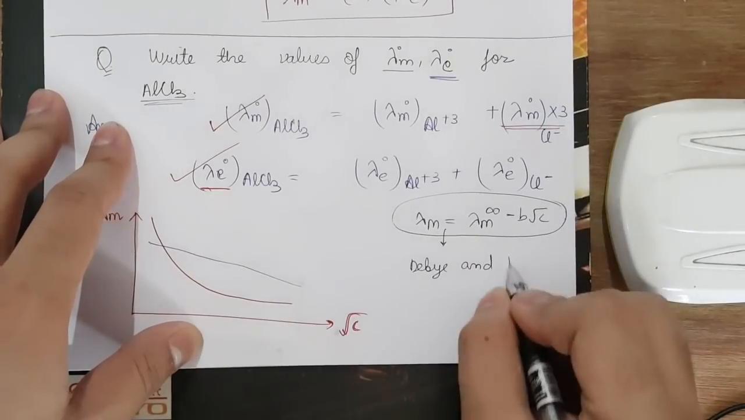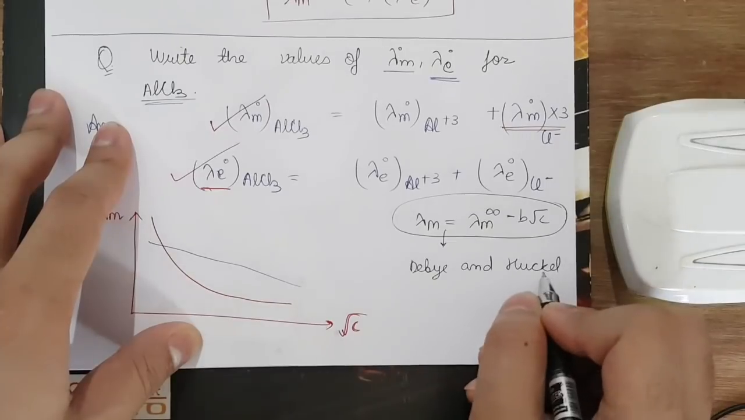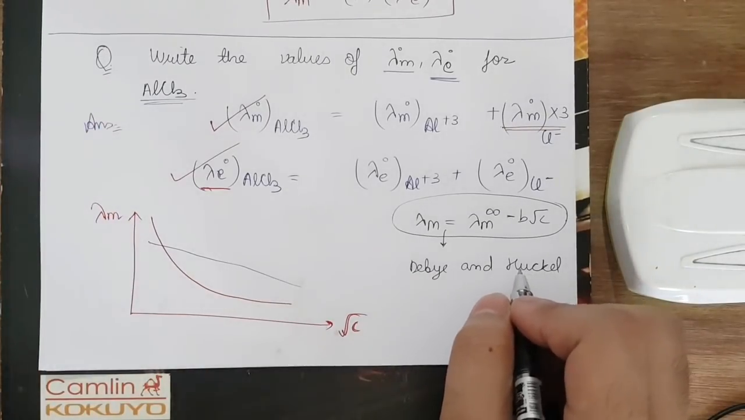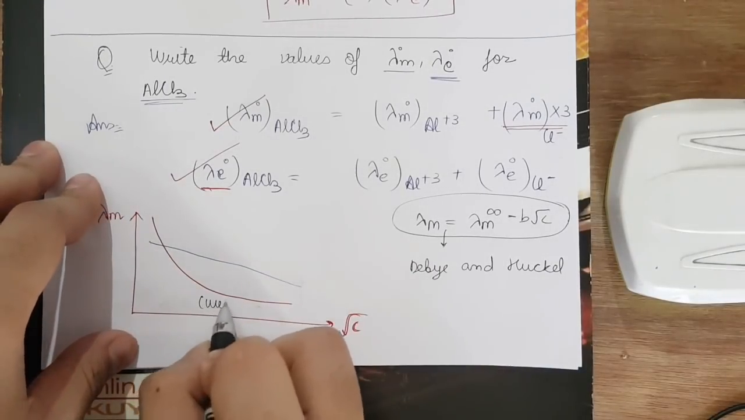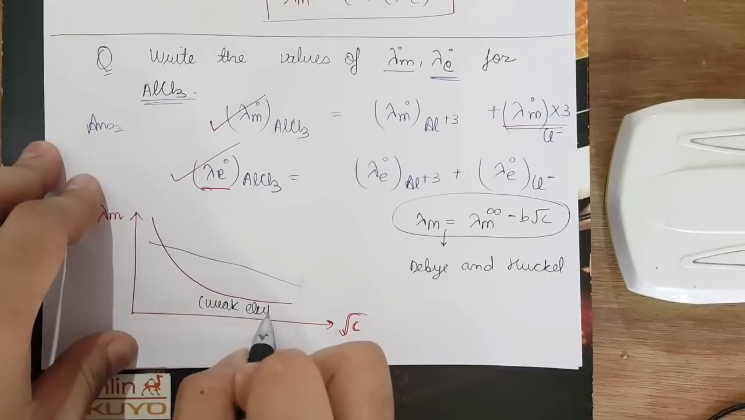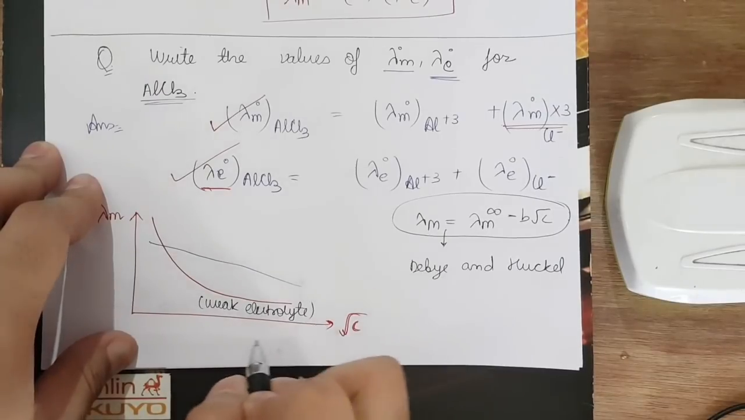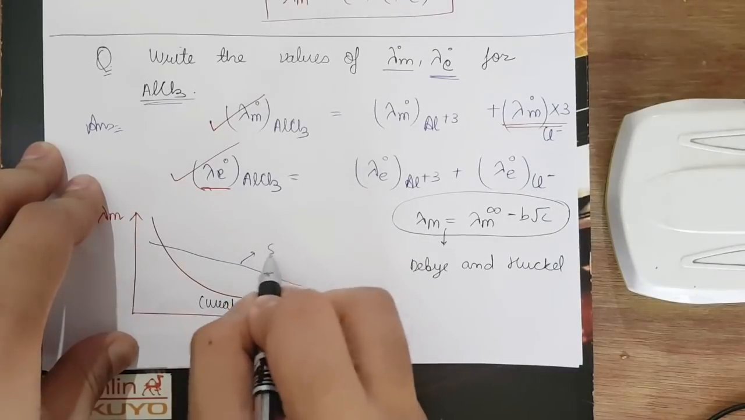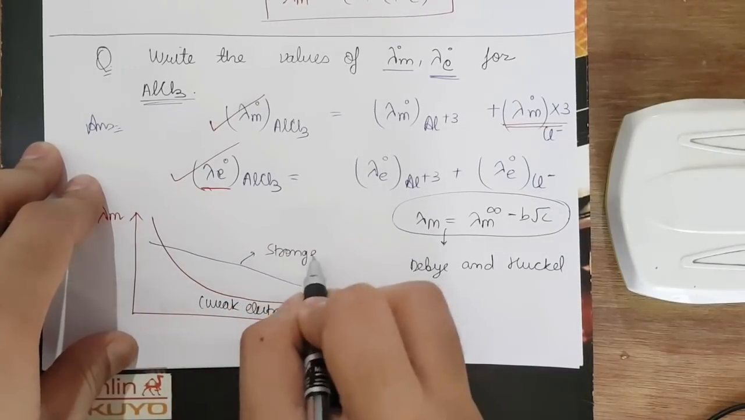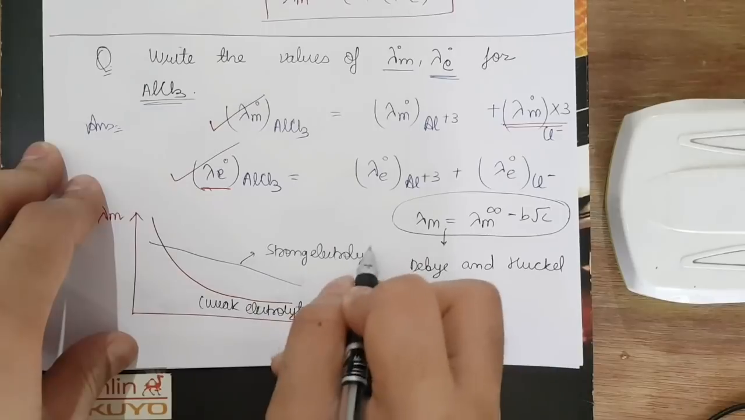It is given in the NCERT also, so very important for mains and NEET. Now this is the equation which has been given to you. The red line which I have drawn here is for the weak electrolyte, as we had studied in the Ionic Equilibrium chapter. The straight line which I have shown here is for the strong electrolyte. So this graph should also be remembered by you.